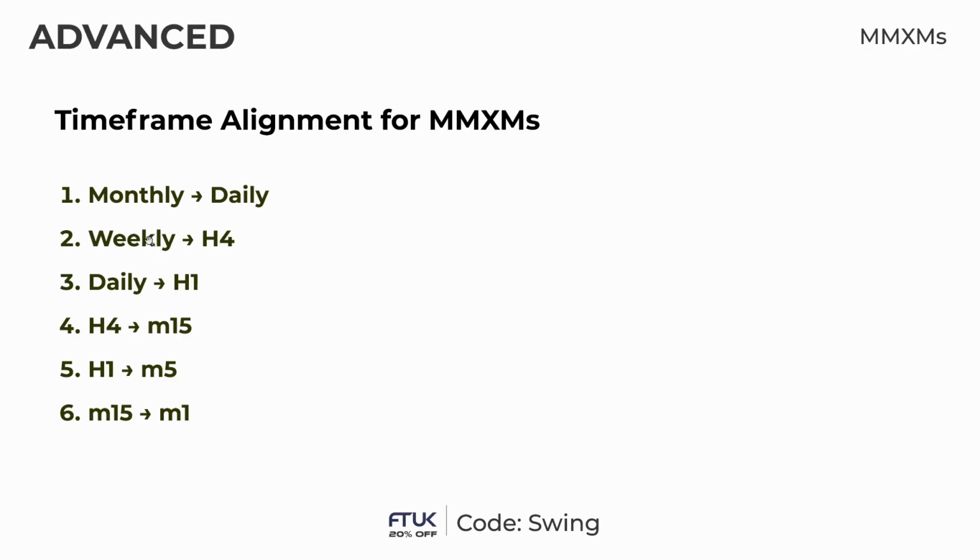If you are looking at the weekly chart, then you want to go to the H4 chart for the model. If you are looking at the daily trend, then you want to go to H1, H4 to M15, H1 to M5, and then M15 to M1.